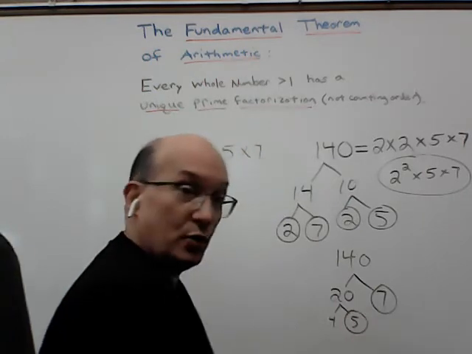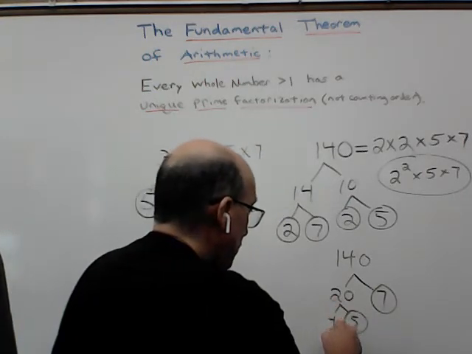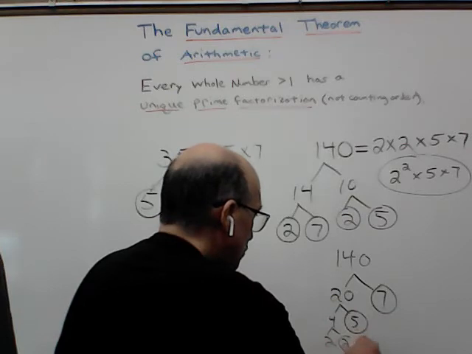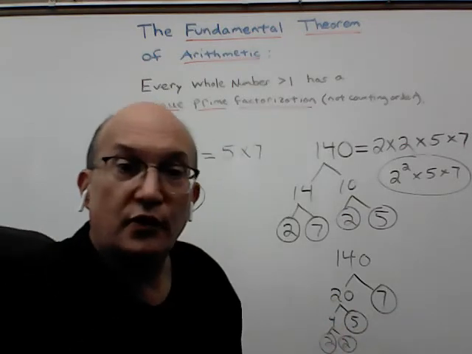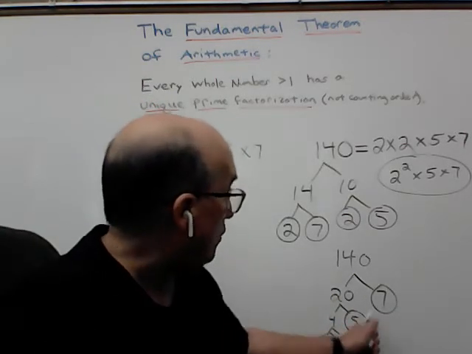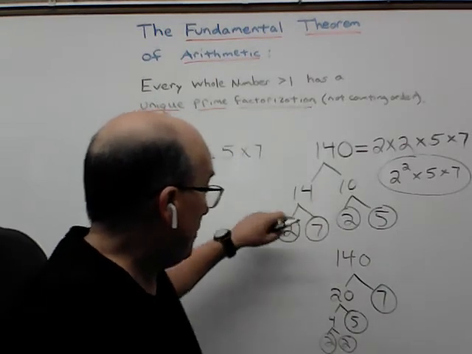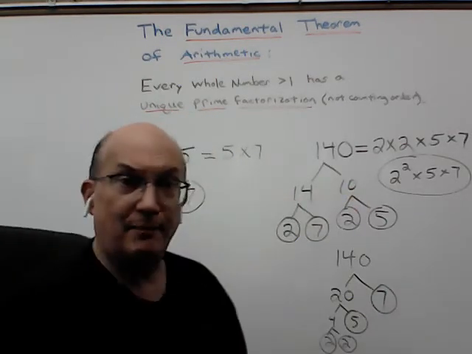5 is prime, so we'll circle it. And then the 4 is not prime. The 4 is 2 times 2. So there's the same answer. 2 2s, a 5, and a 7. Just like we got before using 14 and 10.